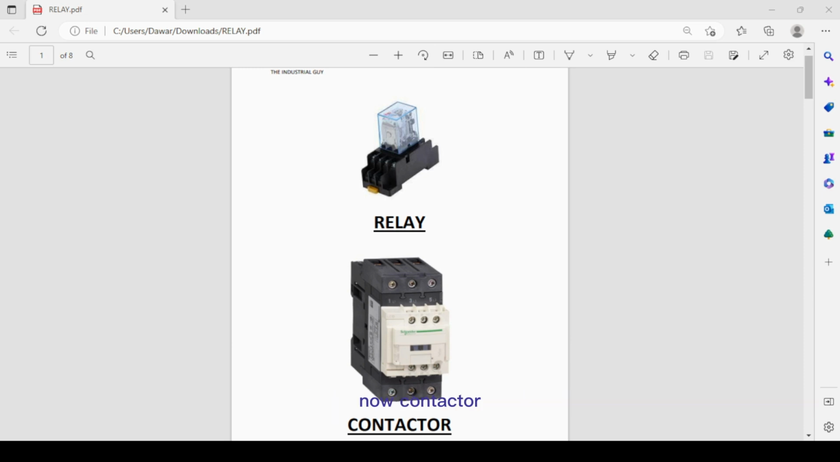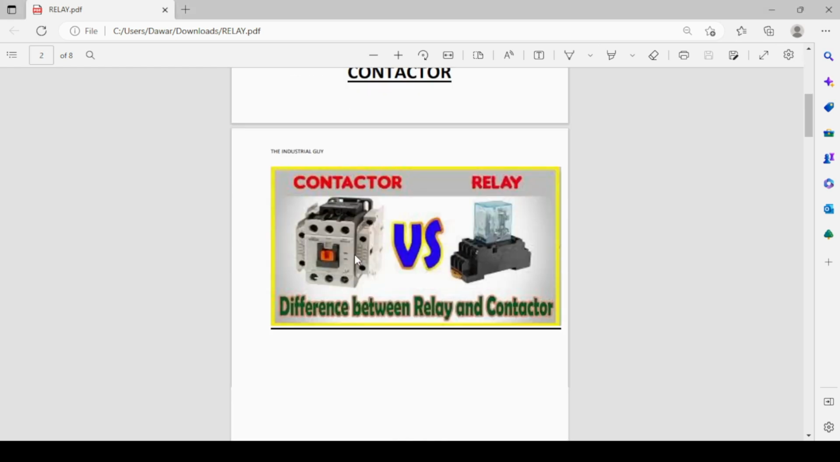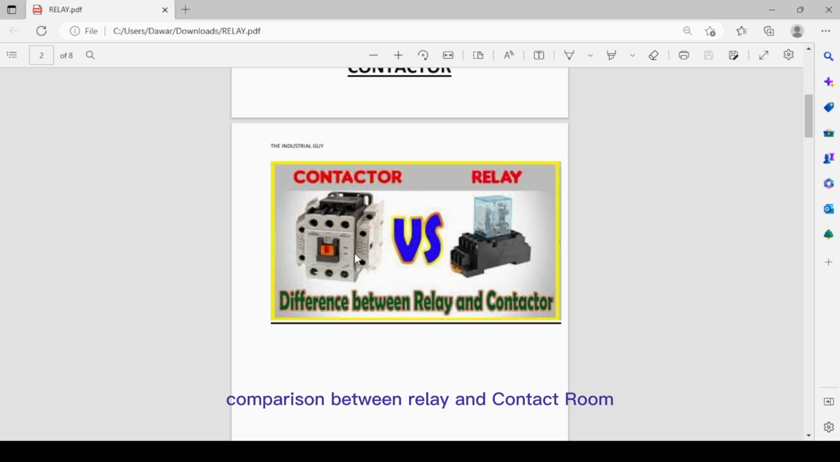Now, contactor. A contactor is an electromechanical control device that is used to make and break the connection between the load and power supply. Now, the second part of our video, comparison between relay and contactor. There are several differences between relays and contactors. However, I will just discuss two differences in this video.